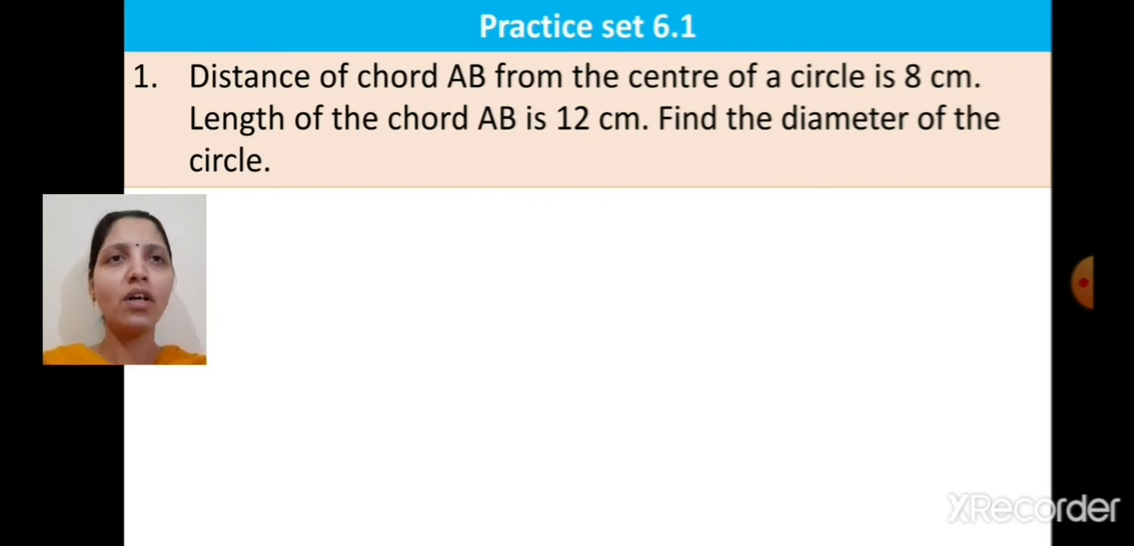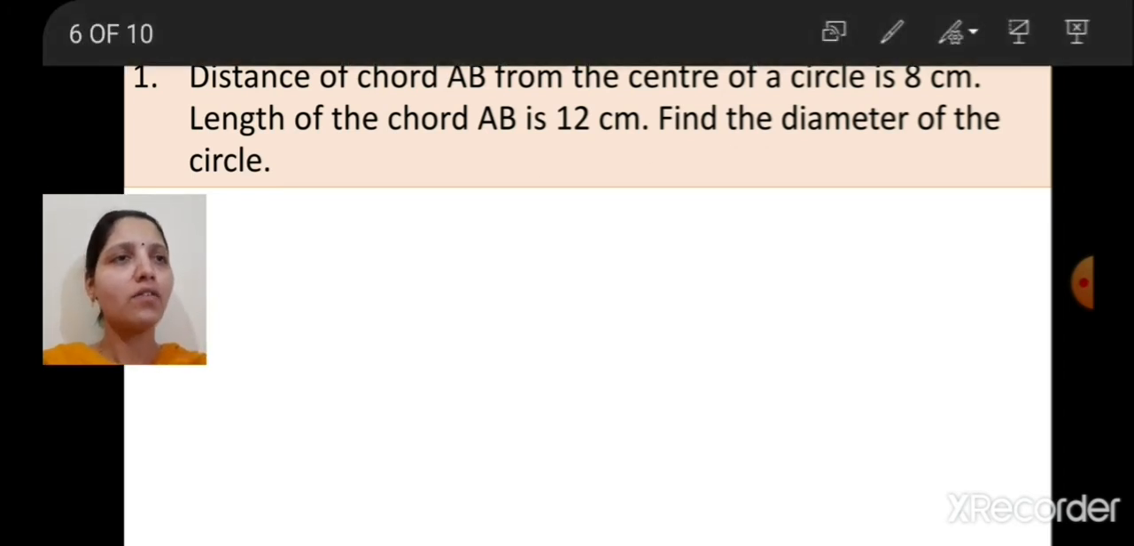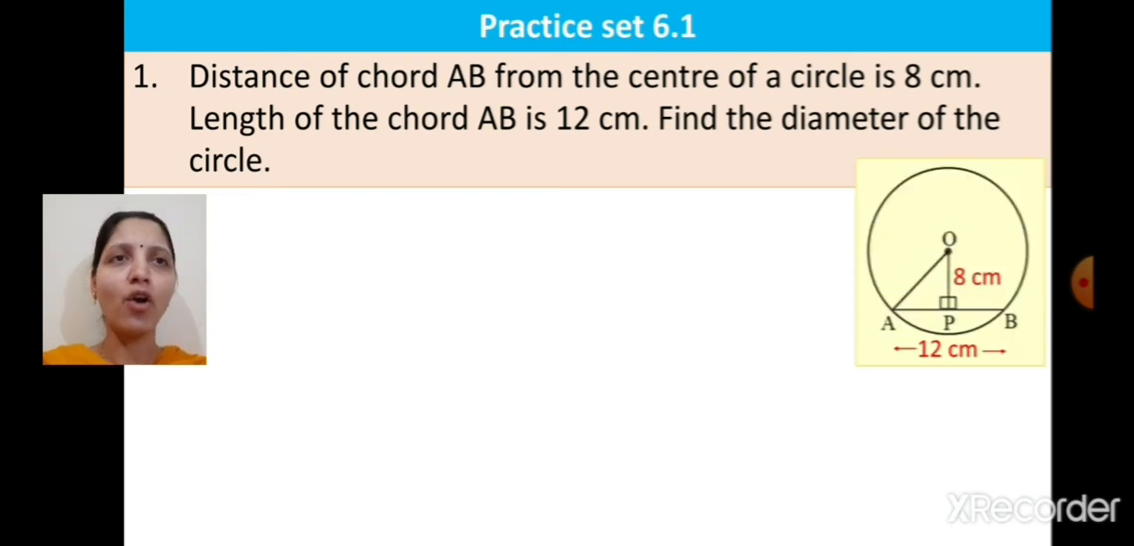Okay. So here first we have to draw a diagram according to the given information. Here this is a circle with center O and the distance of a chord AB from the center of the circle is given as 8 cm. So that means segment OP is 8 cm and the length of the chord is 12 cm.